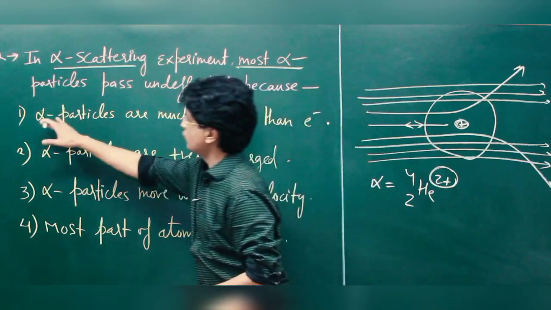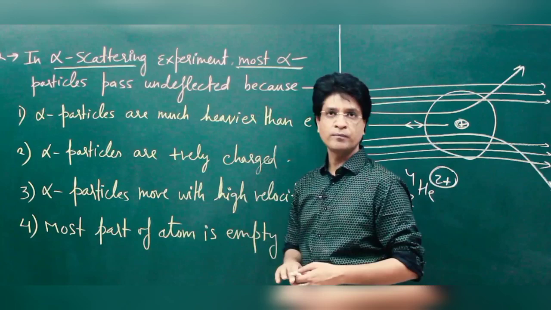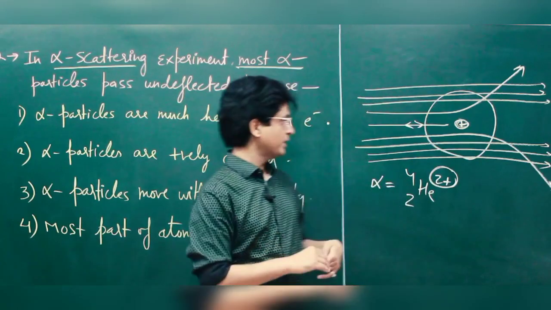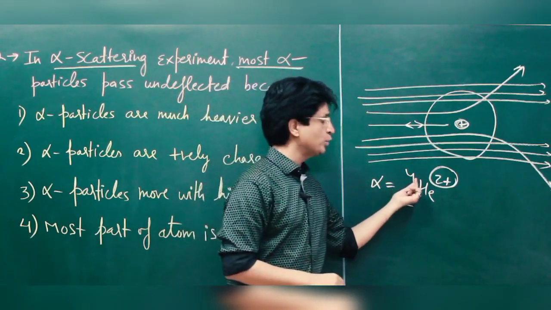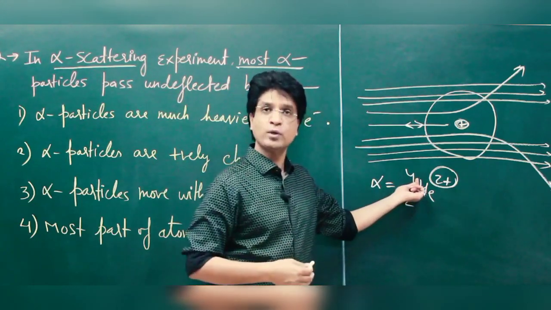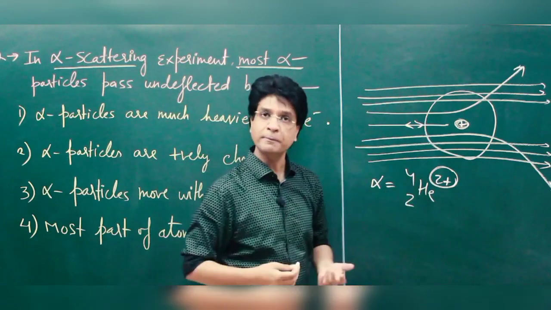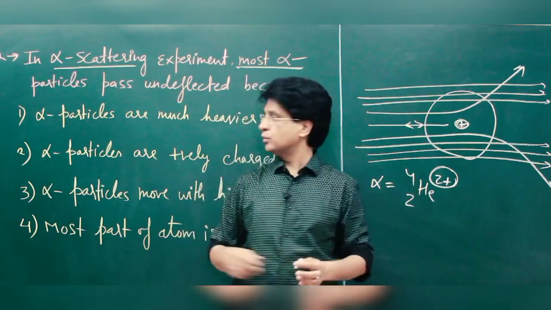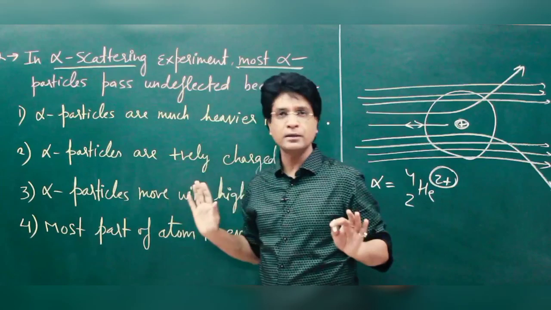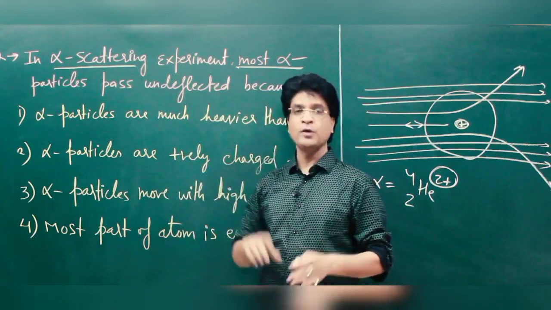The first option says alpha particles are much heavier than electron. Yes, in alpha particles we have got 2 protons and 2 neutrons. 1 proton or 1 neutron is 1860 times heavier than 1 electron. So 4 will be much heavier. No doubt about it. So this statement is very correct. But this statement is not the answer of this question.